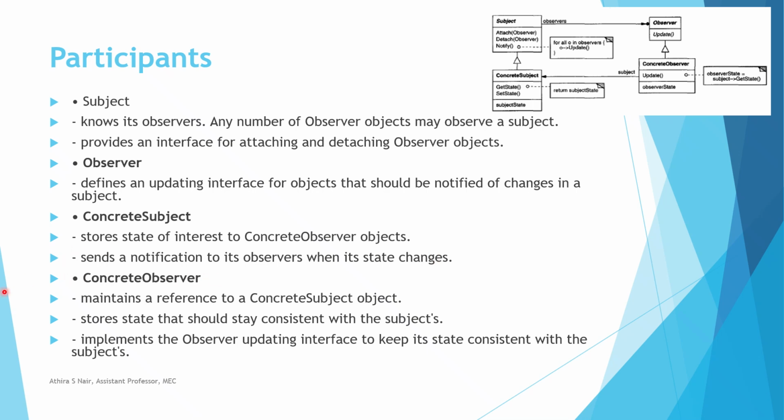And concrete observer maintains a reference to a concrete subject object, and it also stores the state, and it implements the observer updating interface. And this concrete subject notifies its observers whenever a change occurs that could make the observer state inconsistent with its own. And after being informed, a concrete observer object may query the subject for information. So concrete observer uses this information to reconcile its state.